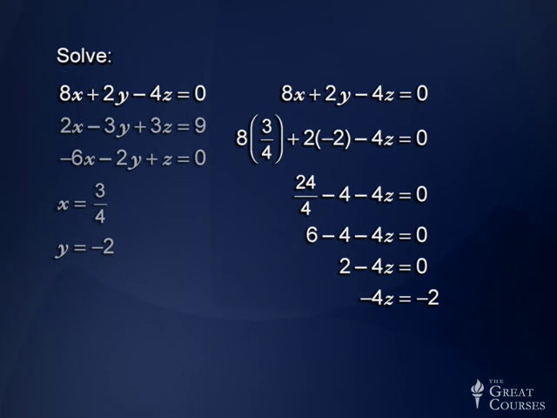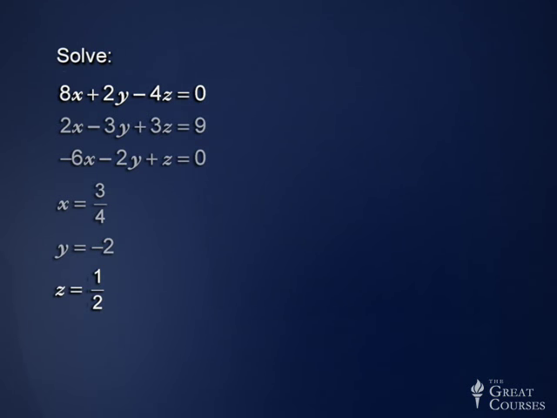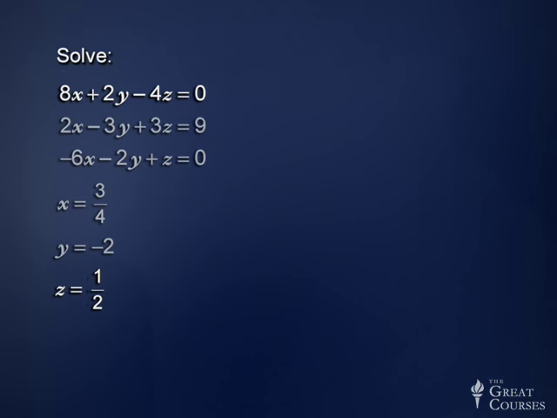And now if I just divide both sides by negative 4, I will have z equals negative 2 divided by negative 4. The negatives will cancel one another. I'll just have 2 over 4, which is the same as 1/2. So if we haven't done anything wrong in all of this arithmetic we've done, then our solution is x equals 3/4, y equals negative 2, and z equals 1/2. And if you got those answers, congratulations.